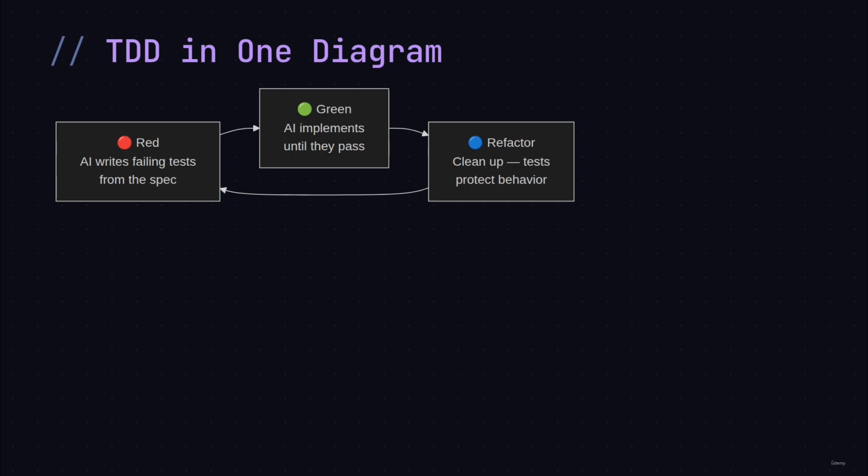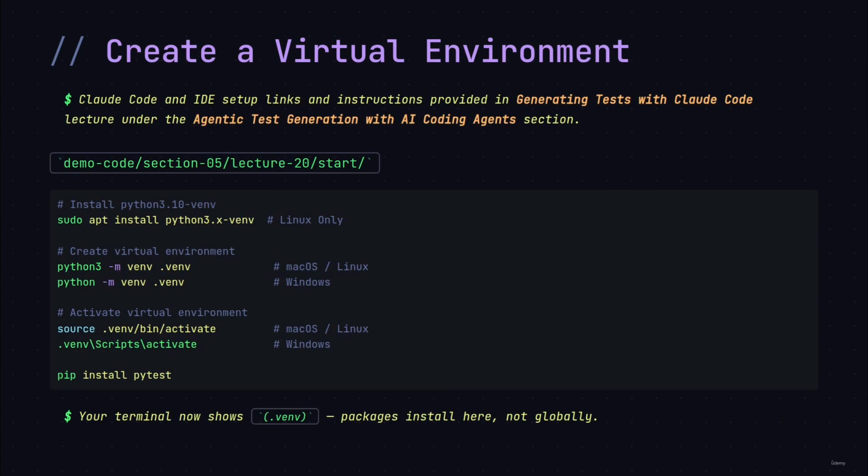And then the last step is the refactor step, the blue step. This is where we can clean up the code, and then we can do it with confidence because the tests will protect the behavior. If we break it, the tests will fail, and then we can fix the code again so that the test passes. And essentially, the tests are the rules that are based on the spec, and the code needs to conform to that. Now, the first step that we are going to take is to create a virtual environment for our project.